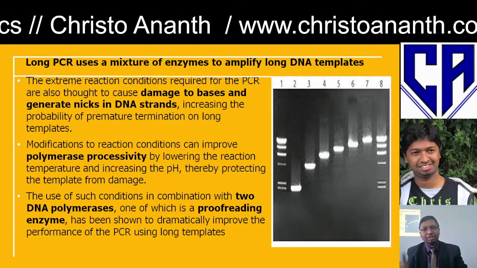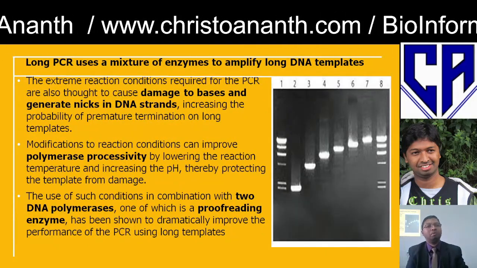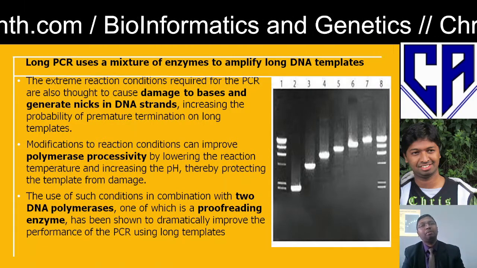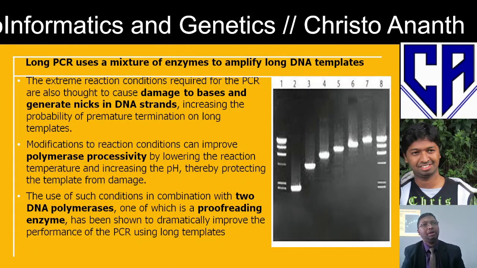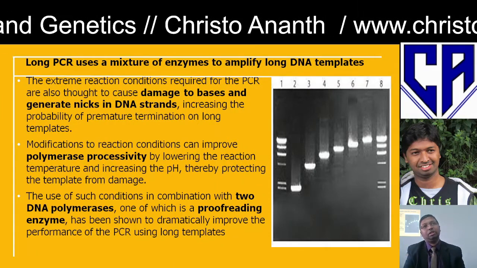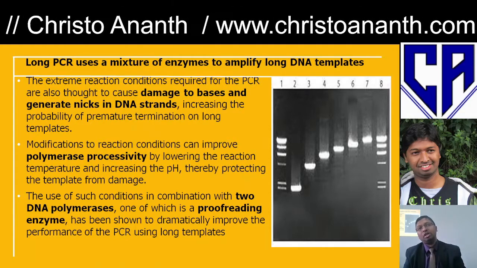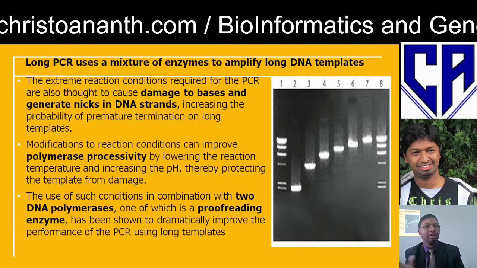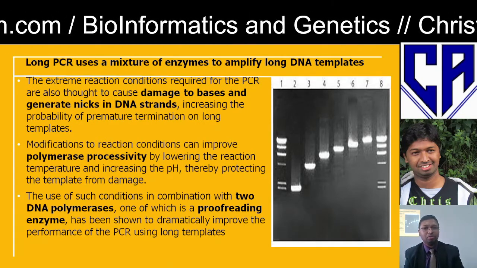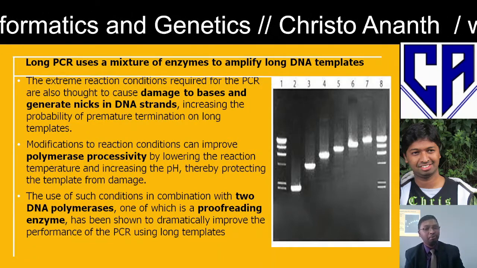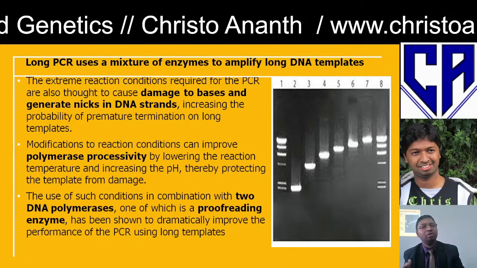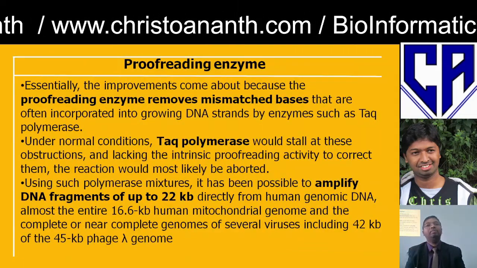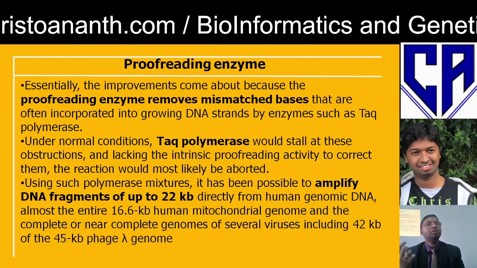So there are modifications you can make in order to improve polymerase processivity, and definitely you can increase the pH value, the potential of hydrogen. So that has to be increased. If you increase the pH value, you can protect against damage to the bases. Maybe you use two DNA polymerases, one being a proofreading enzyme, and you can go with the proofreading enzyme to remove the mismatched bases.